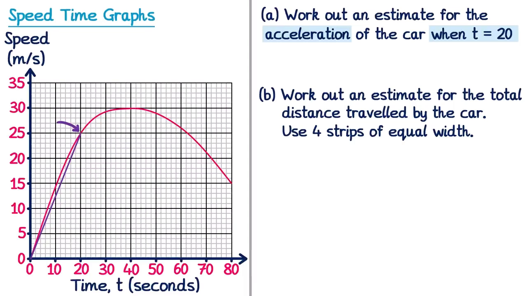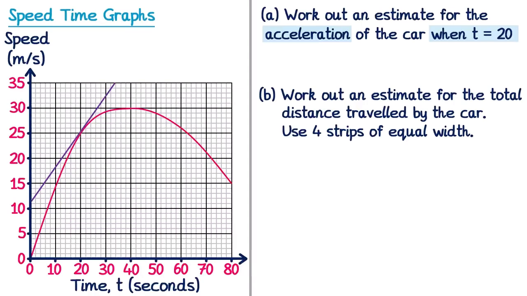To do that, we need to draw a tangent to the curve at the time when t is 20. So a tangent to the curve at the time when t is 20 would look something like this. A line that just touches the curve at the point when t is 20. Then to find the acceleration, we find the gradient of this line instead. Now this can be a little bit tricky.